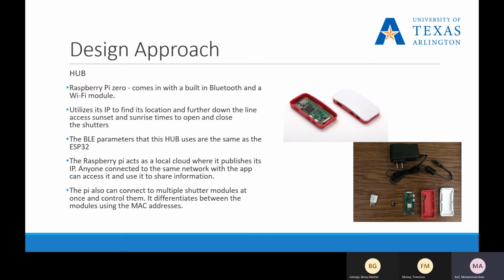The Raspberry Pi also acts as a local cloud where it publishes its IP, and anyone connected to the same network with the app can access it and use it to share information. The Pi can also connect to multiple Shutter modules at once and control them. It differentiates between each Shutter module using the unique MAC addresses that the Shutter modules have.